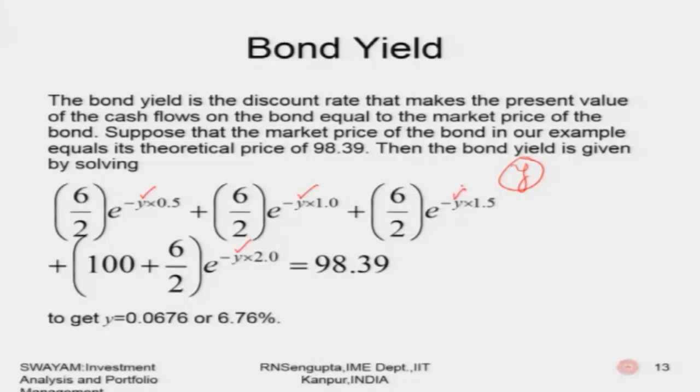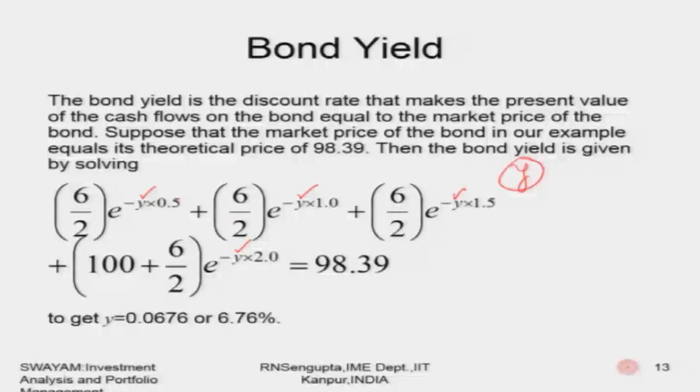If we find the corresponding present value of the first amount paid, it will be 6 by 2, that is the amount I got after 6 months, times e to the power minus y into half. Here y is the interest rate, it can be any symbol also, and half is the time duration. The second present value will be 6 by 2 e to the power minus y into 1. The third value would be 6 by 2 into e to the power minus y into 1.5, and the final value would be 100 plus 6 by 2, because 100 is the principal amount, multiplied by e to the power minus y into 2.